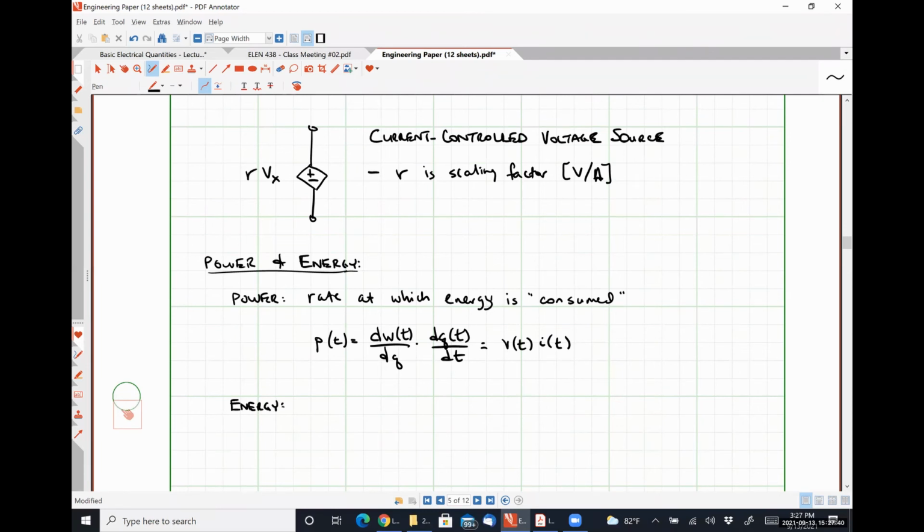Energy then, and this is kind of circular logic here, if power is the rate at which energy is consumed, we will consider energy to be how much power is consumed over a fixed amount of time.